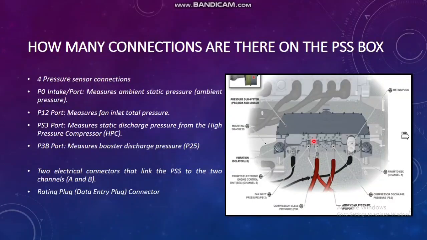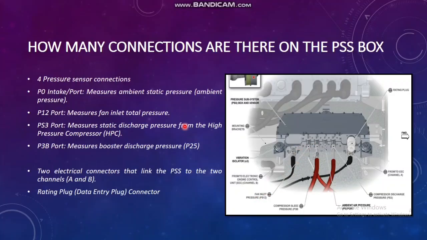Now how many connections are there in the PSS box? You will see 4 pressure sensor connections. The P0 intake port measures the ambient static pressure, ambient pressure. P0 you can see here, this is your P0 sensor. This will measure the ambient pressure surrounding that compartment, you can say. And the P12 port measures fan inlet rotor pressure. So the P12 sensor is this, the fan inlet pressure sensor.